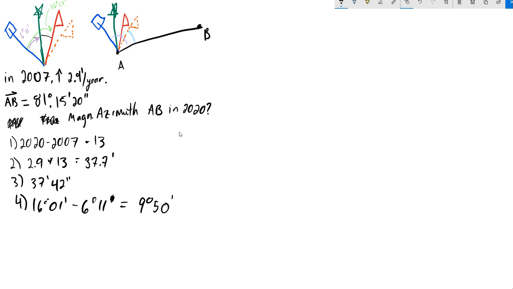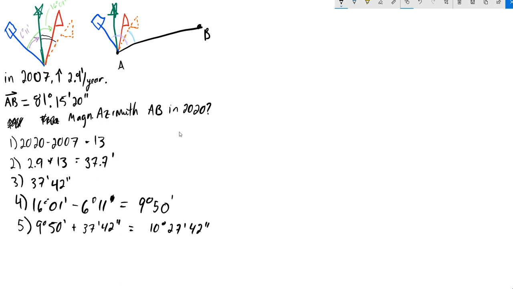Now we need to find going from here all the way over. I need to add that change. So I have 9 degrees, 50 minutes, plus the change, which was 37 minutes, 42 seconds. So that gives me 10 degrees, 27 minutes, and 42 seconds.